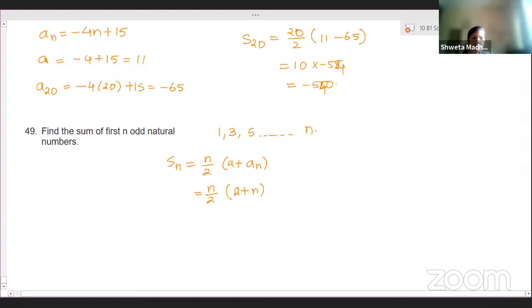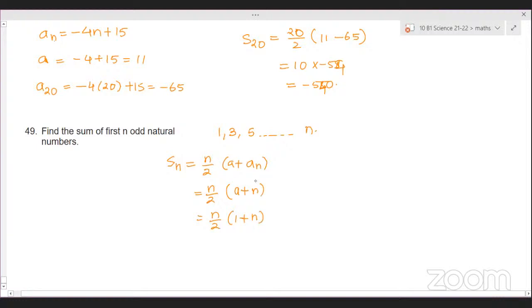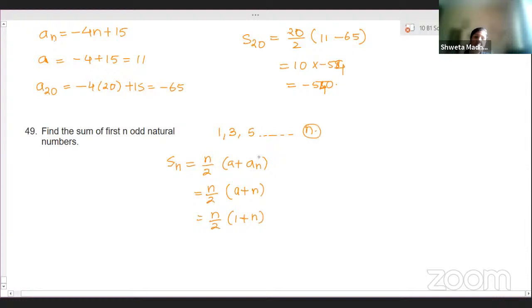No, wait. They are asking about odd natural numbers. You cannot use this formula because the nth term cannot be n. It is not 1, 2, 3, 4. The difference is 2. So we can't use this formula.